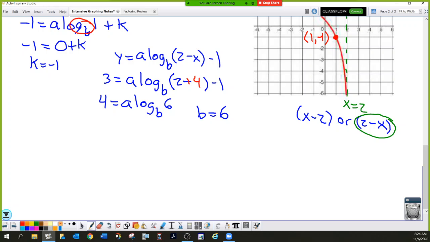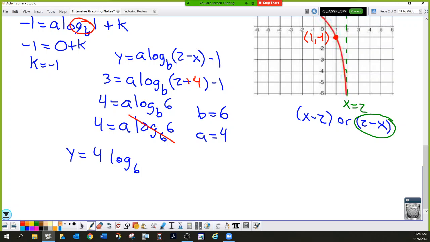Okay, so if the base is 6, you have 4 equals a times log base 6 of 6. And what does log base 6 of 6 equal? Yeah, it equals 1. Oh, a is 4. Okay, and we're finished. Y equals 4 log base 6 of 2 minus x minus 1. Ta-da!